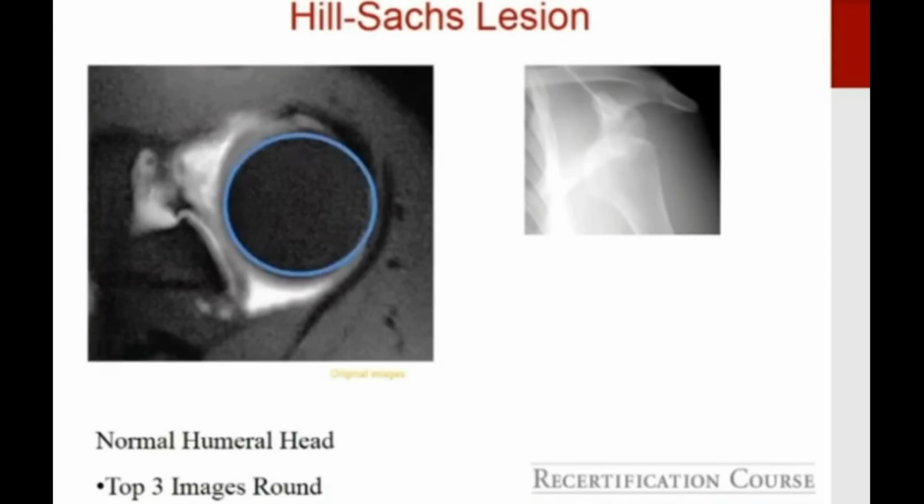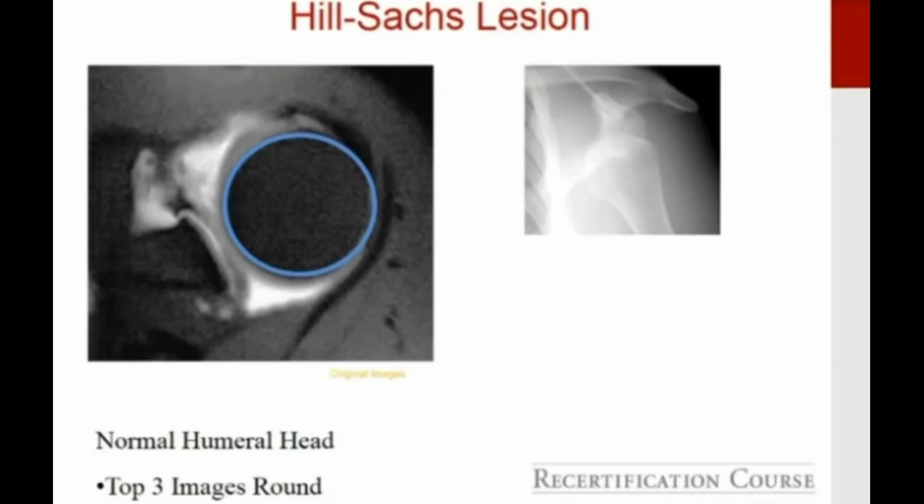The Hill-Sachs lesion is the lesion that occurs along the posterolateral aspect of the humeral head. It's an impaction type injury that occurs secondary to anterior dislocation, with the humeral head impacting against the anterior inferior osseous glenoid rim. Now, if we look at the normal humeral head on MR imaging, the top three images should be perfectly round. So when we see this appearance of humeral head that's perfectly round, that's the normal MR appearance.